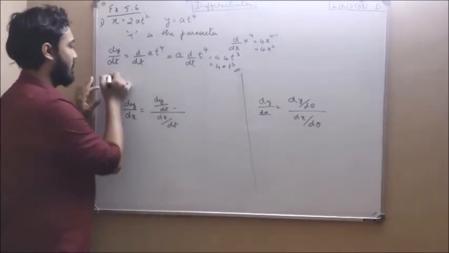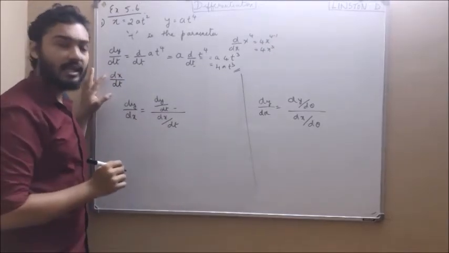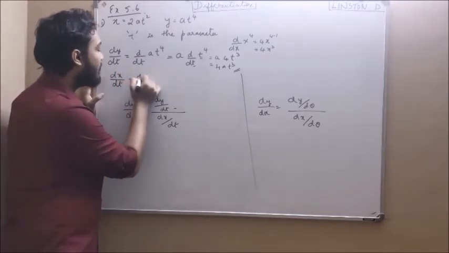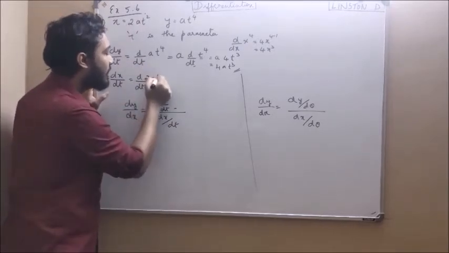Next, dx by dt. Next, find dx by dt. What is dx by dt? D by dt of x. What is x? 2a t square.